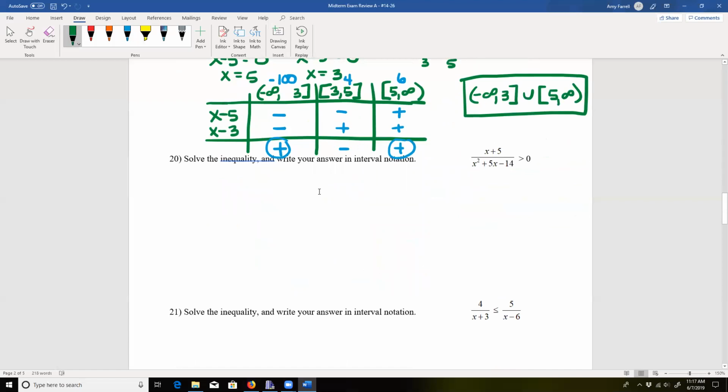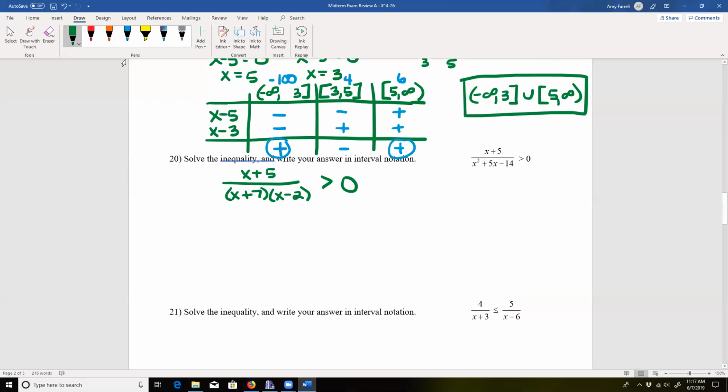Number 20 is a rational inequality, but the process is extremely similar to what we just did. I'm going to factor the bottom. It factors into x plus 7 times the quantity x minus 2. This time, we're just going to have a bigger chart. I'm going to find where each of the 3 factors is equal to 0.